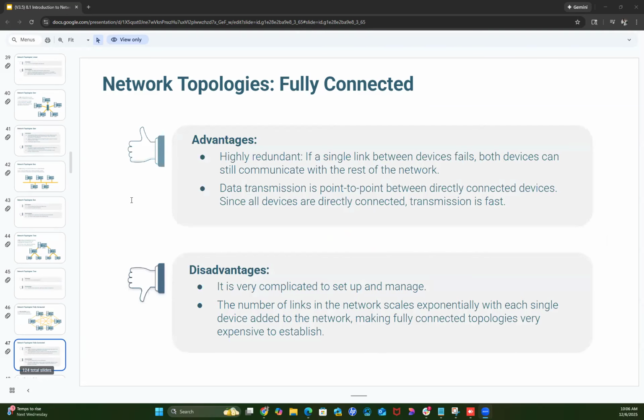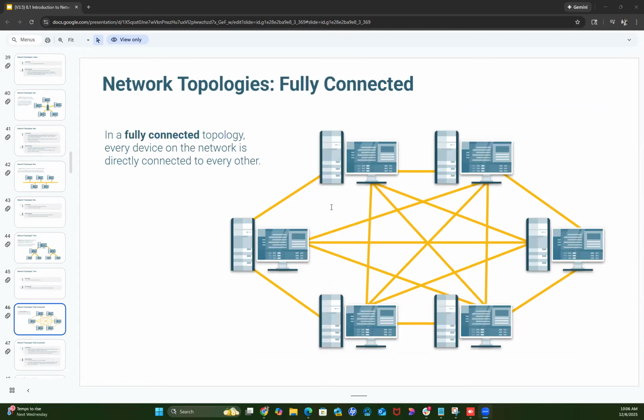What is the disadvantage? It is very complicated to set up and manage. You see, this is very complicated, and the number of links in the network scales exponentially with each single device added to the network, making a fully connected topology very expensive to establish.